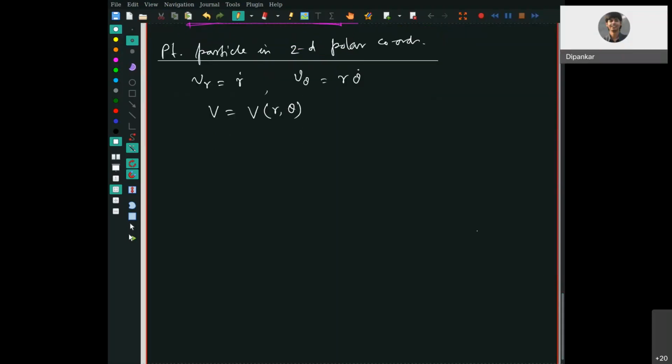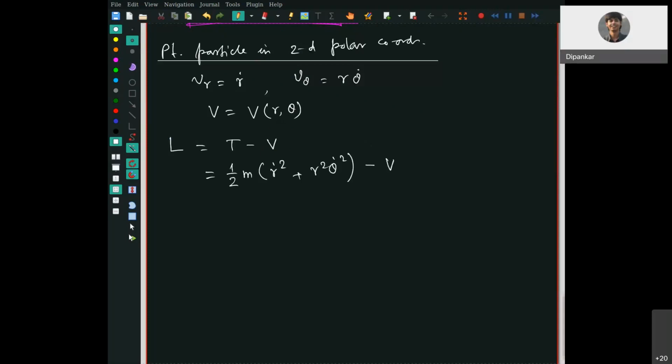If it is a conservative system, by that I mean I am implicitly assuming that the force governing your system is obtainable from a scalar potential. So in the same spirit you write L equals T minus V, where T is half m times r dot squared plus r squared theta dot squared, minus V of r, theta. Now there are two generalized coordinates here, r and theta.